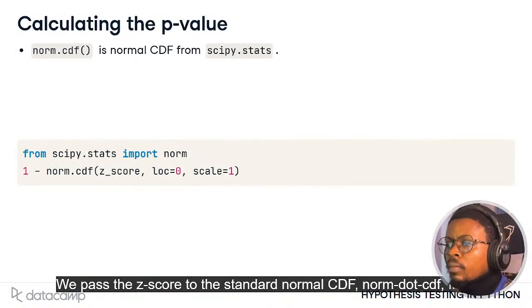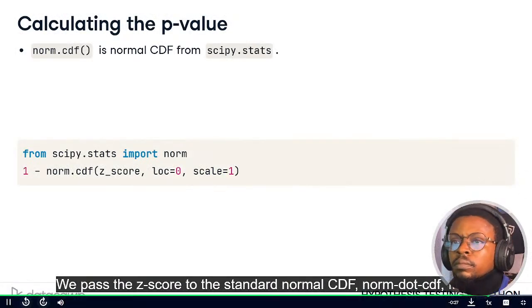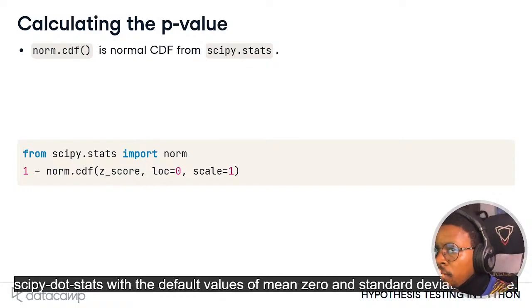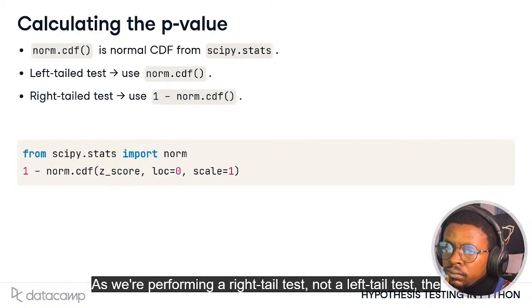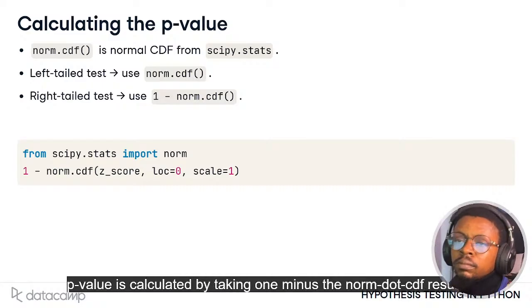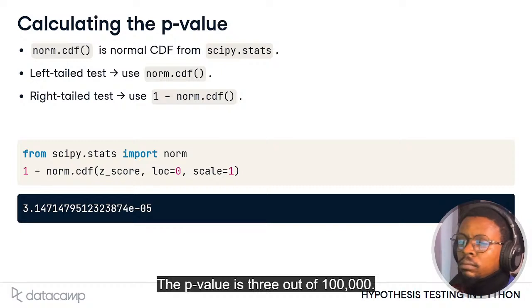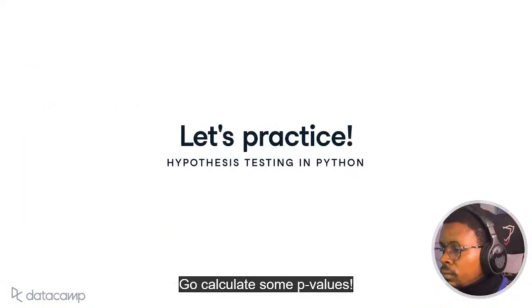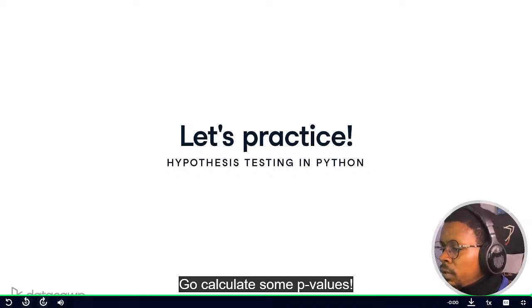We pass the z-score to the standard normal CDF, norm.cdf, from scipy.stats, with the default values of mean 0 and standard deviation of 1. As we're performing a right-tail test, not a left-tail test, the p-value is calculated by taking 1 minus the norm.cdf result. The p-value is 3 out of 100,000. So let's calculate some p-values.